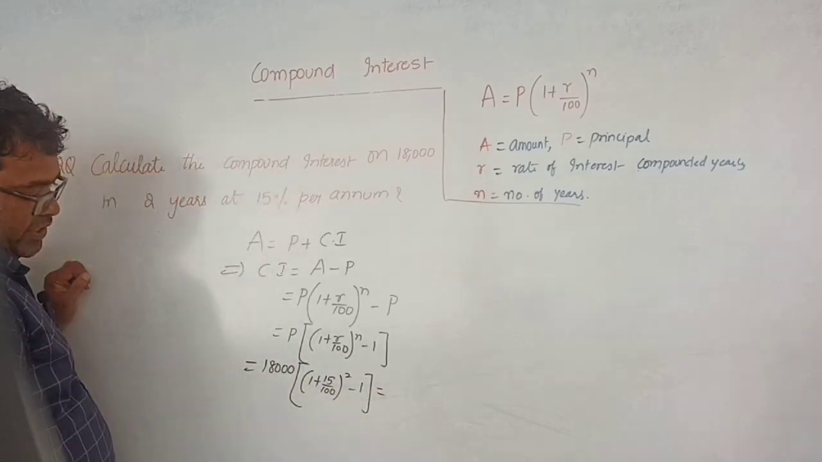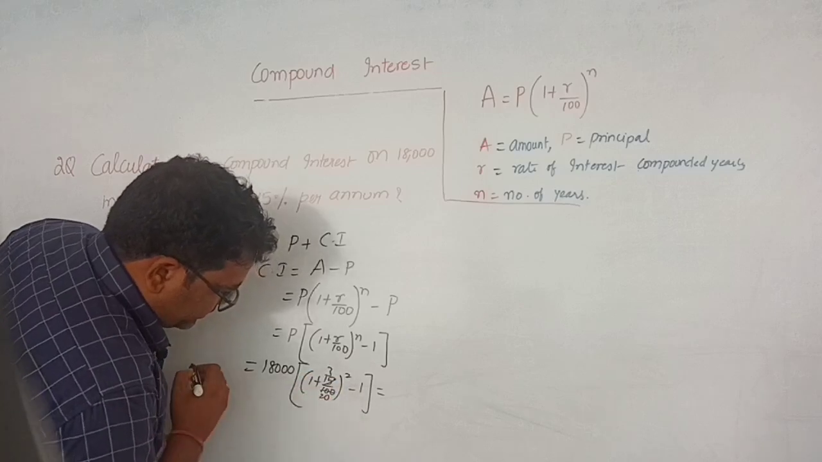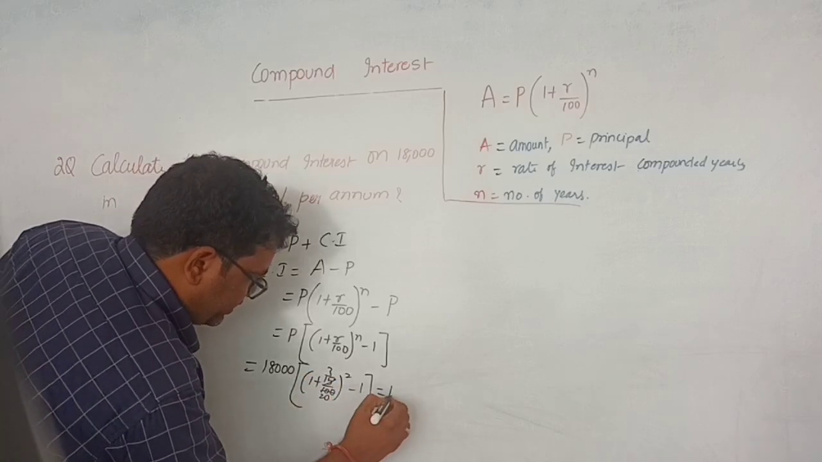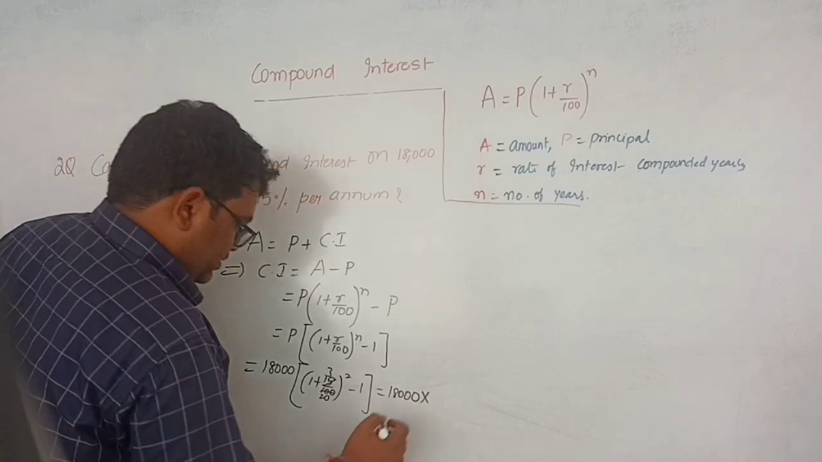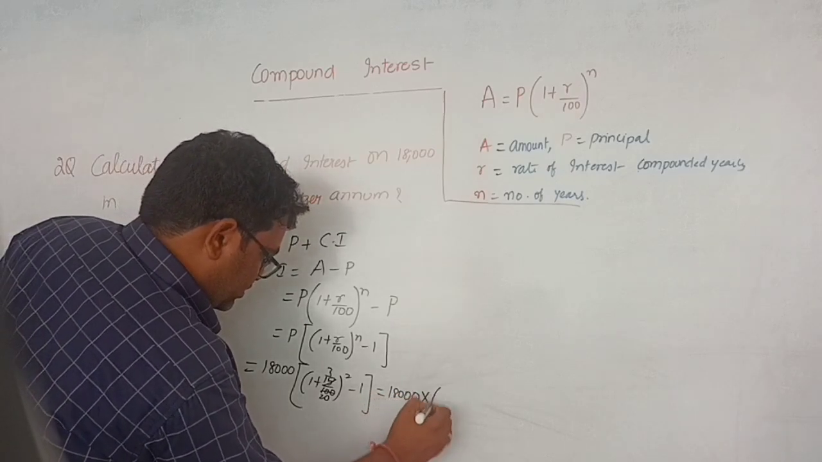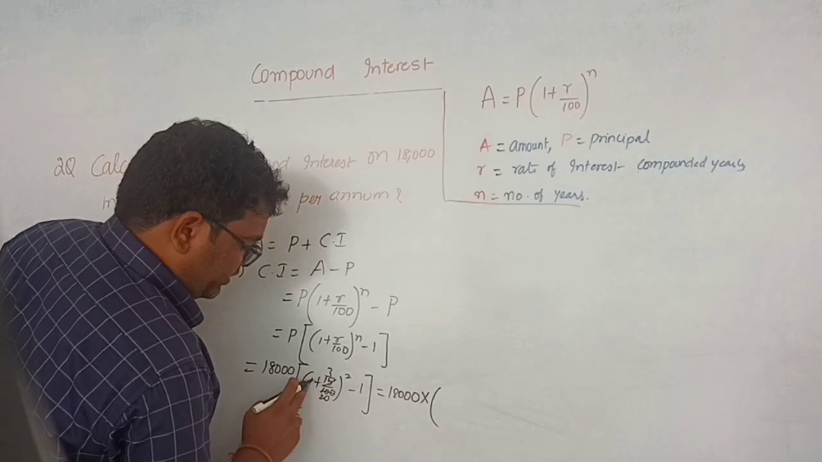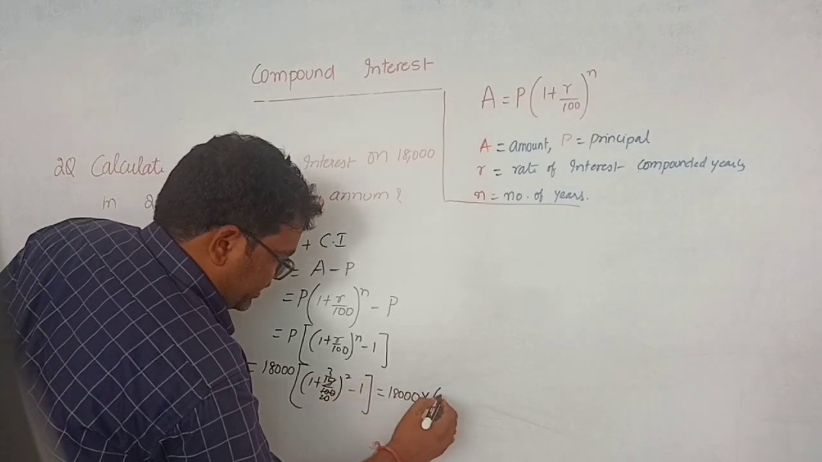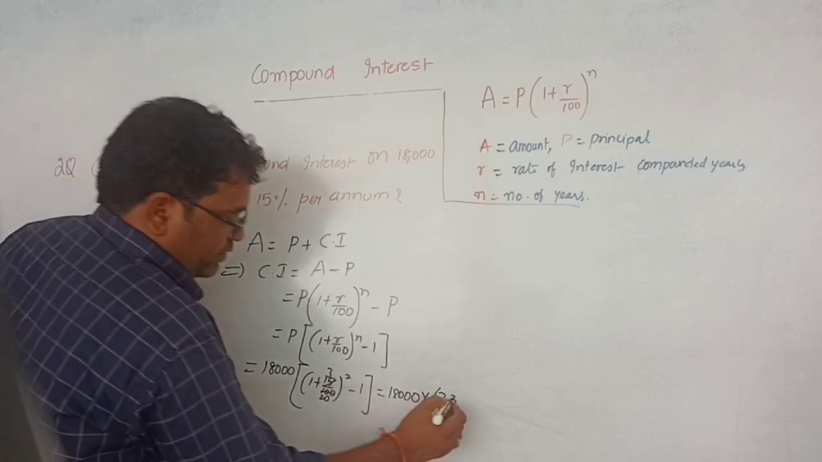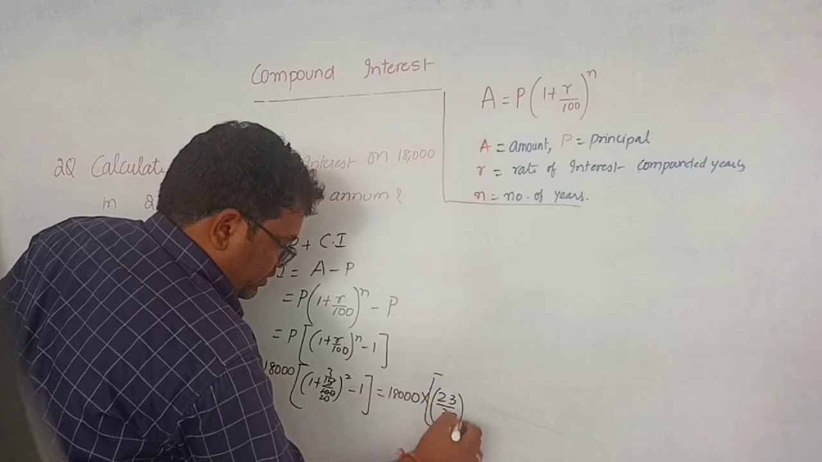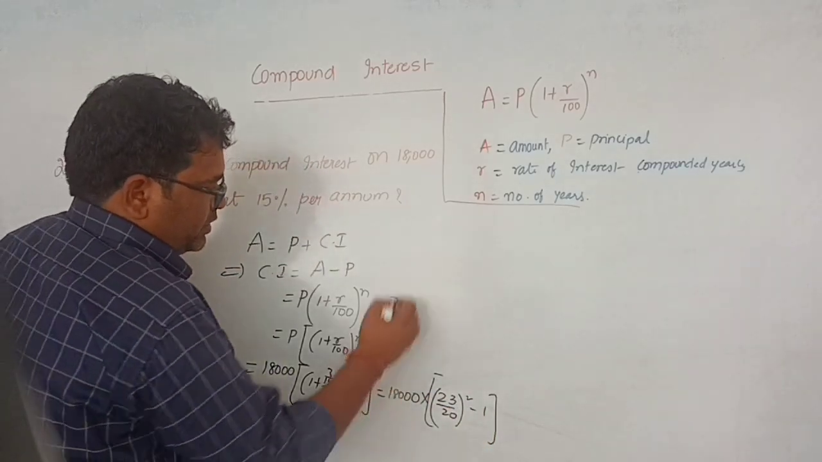So here 5 3s are 15, 5 20s are 100. So here you will get 18,000 into (20 into 1 plus 20 into 1 is 20 plus 3, that is 23 by 20, by the butterfly method) whole square minus 1.